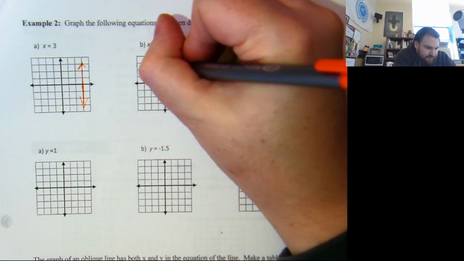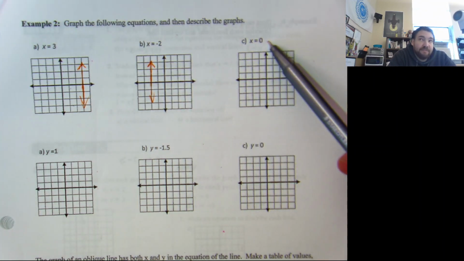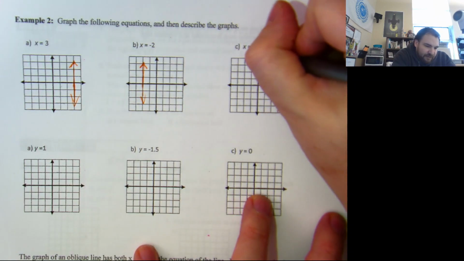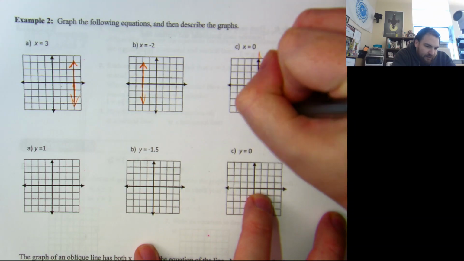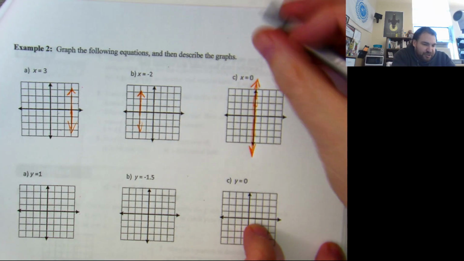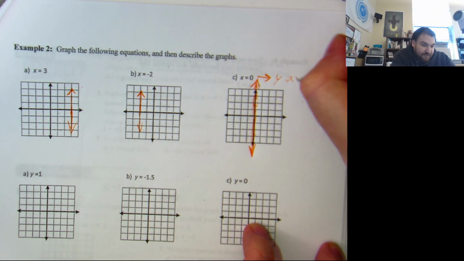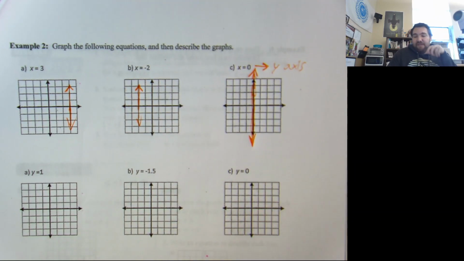How about this guy? 2 to the left. You betcha. Up and down. And this one, you don't move. Right down the middle. So this line, x equals 0, is also known by what other name? That line has a name. It's the y-axis. Very good. The line x equals 0 is the equation for the y-axis.